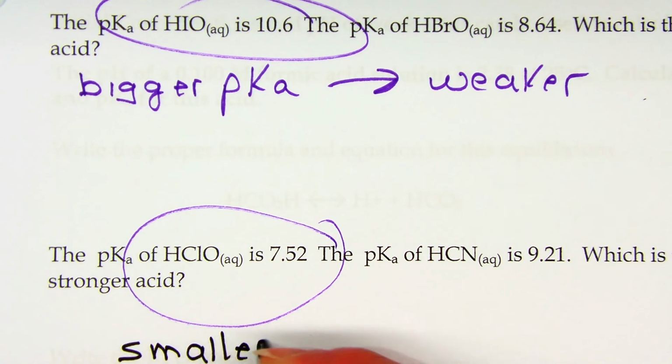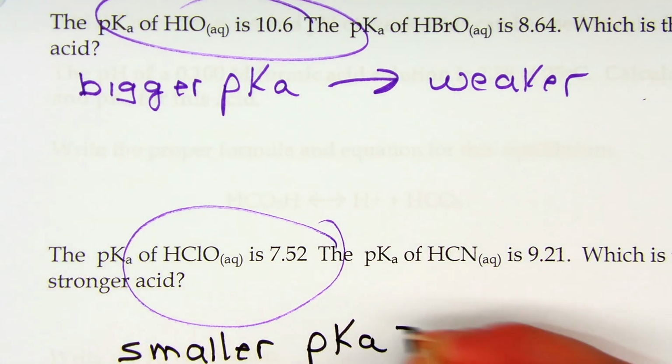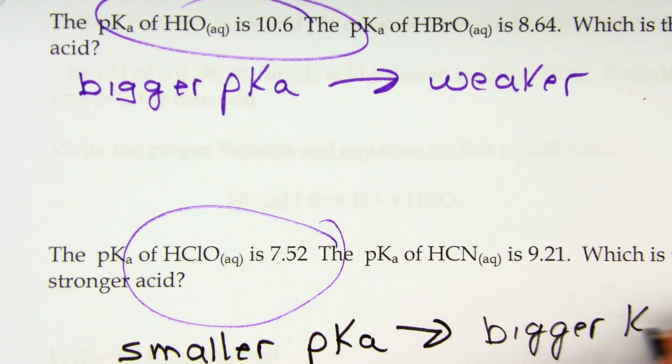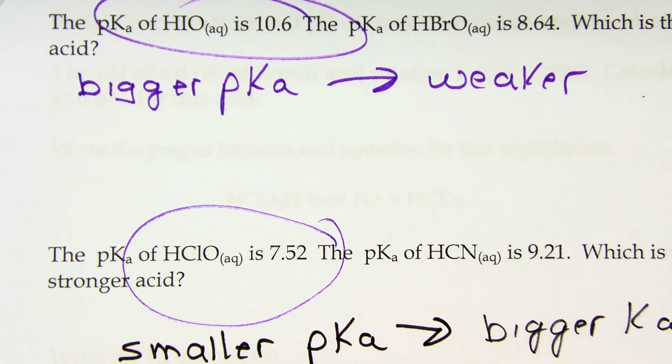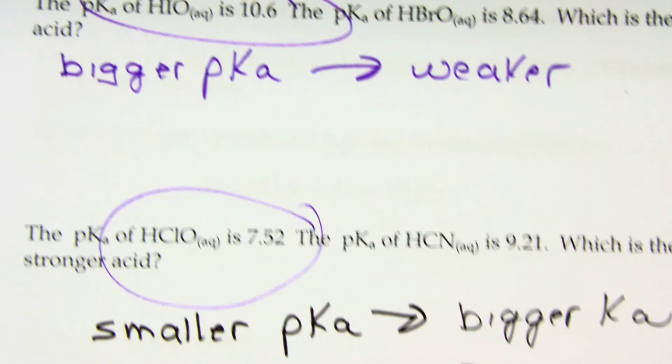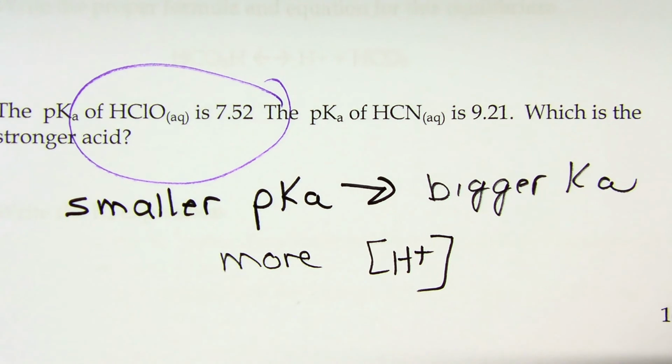Because the smaller pKa means that it came from something with a bigger Ka, which means you get more ionization. So you get more H+, so that makes it stronger. So again, that might appear in your future as a multiple choice question.